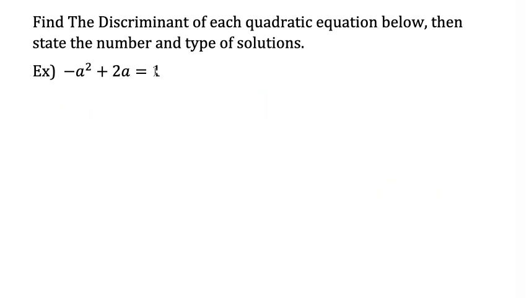You have to be careful that with our quadratic equations, before we find the discriminant, we need to make sure it equals 0. So this one does not equal 0 yet. Let's go ahead and fix that. Now our quadratic equation equals 0. Let's see, in this one we have an a of negative 1, a b of 2, and a c of negative 1.